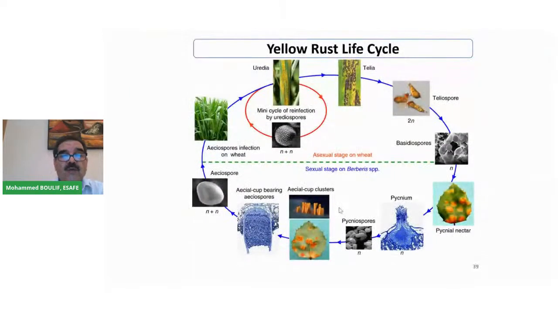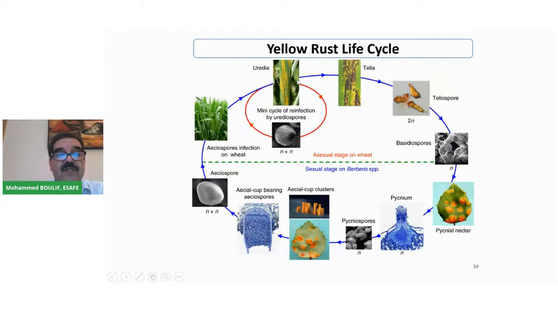Now, when we're talking about yellow rust, it's a rust with a very complex life cycle. It completes half of its life cycle on wheat. It starts here, it infects the wheat, and produces its symptoms as stripes, hence the name of it.